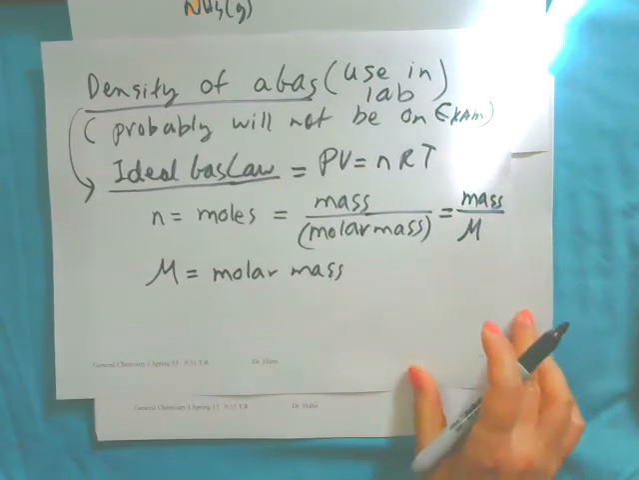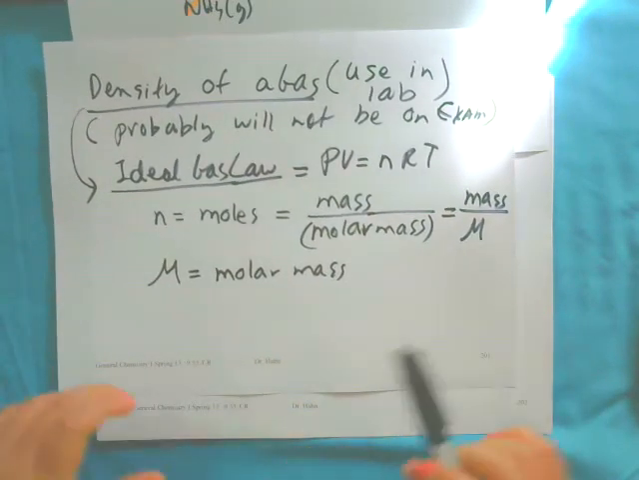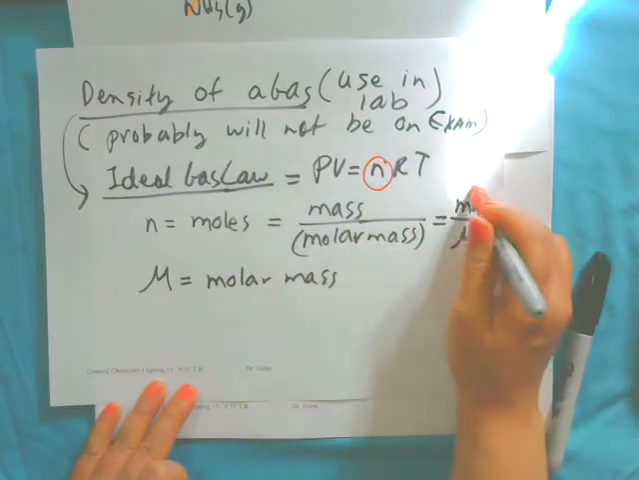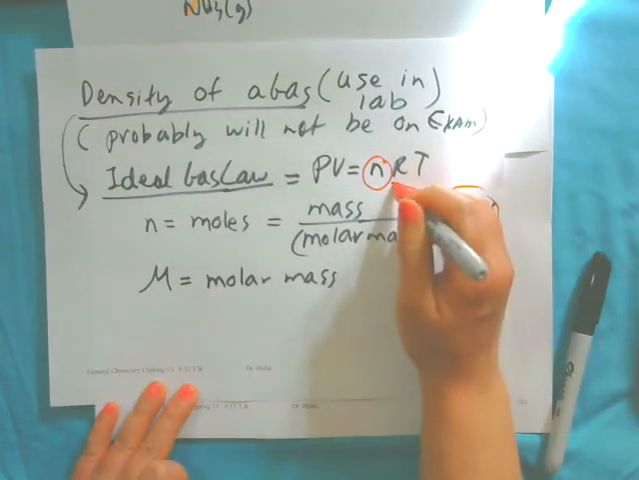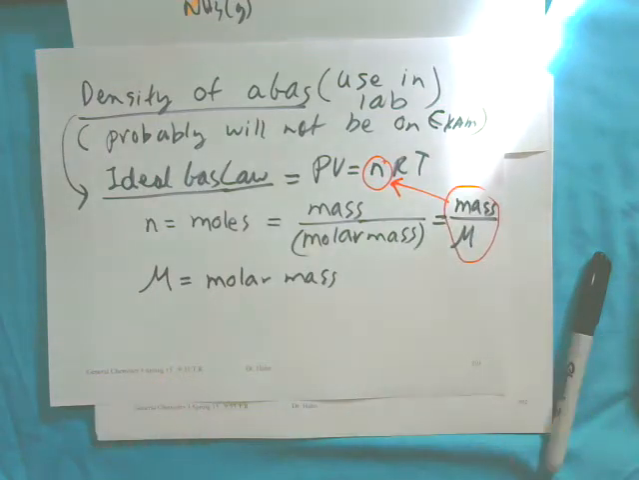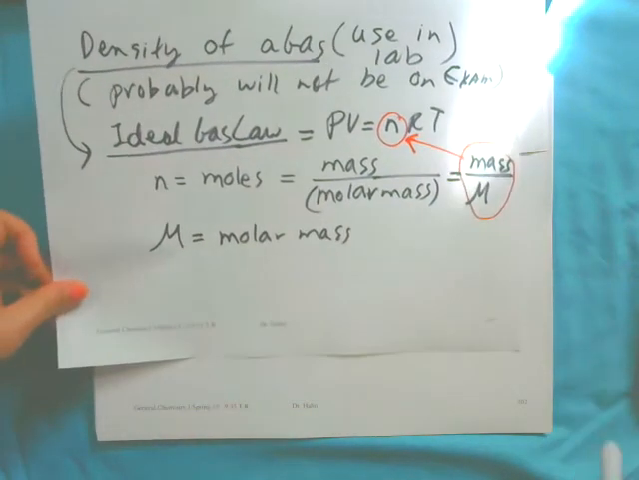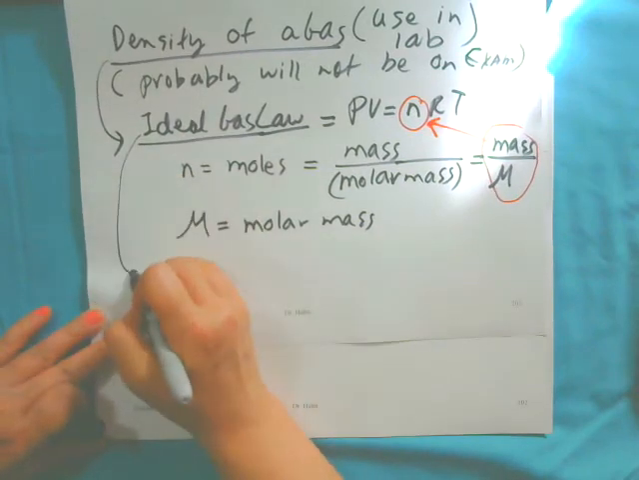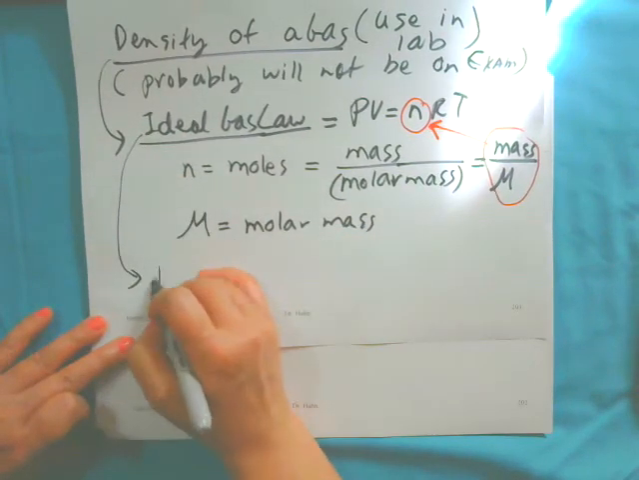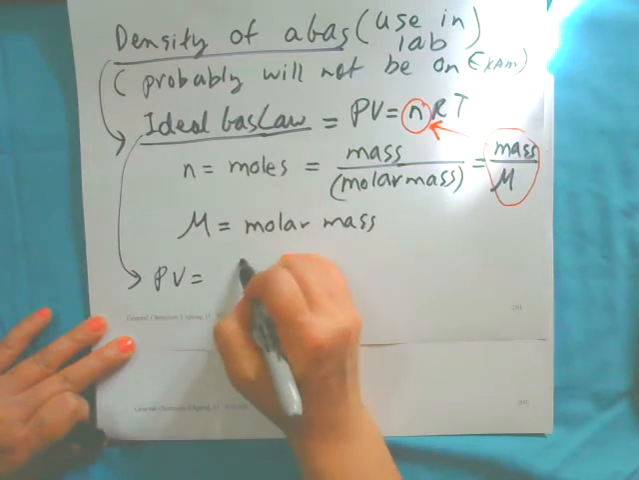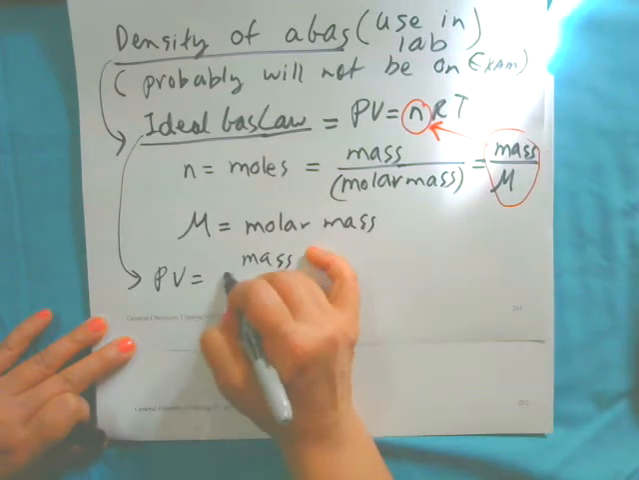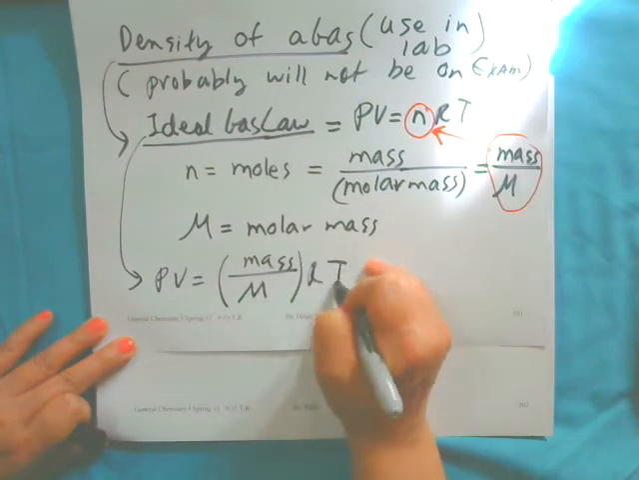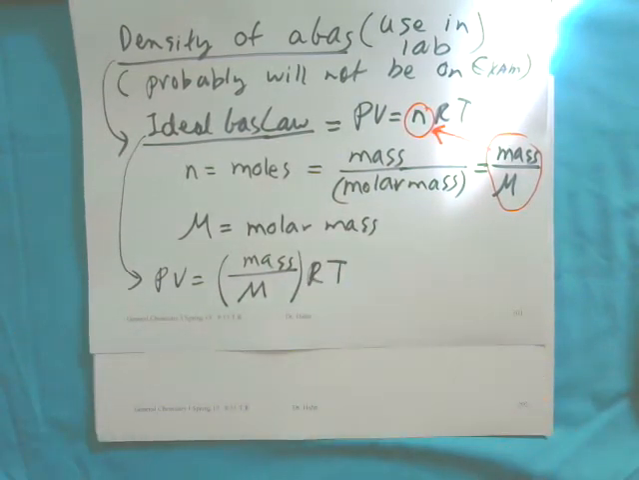So there you are. And what we're going to do is plug in place of n, mass over script M, which is molar mass. So the ideal gas law equation with this substitution becomes PV is equal to mass over molar mass times RT. Right?